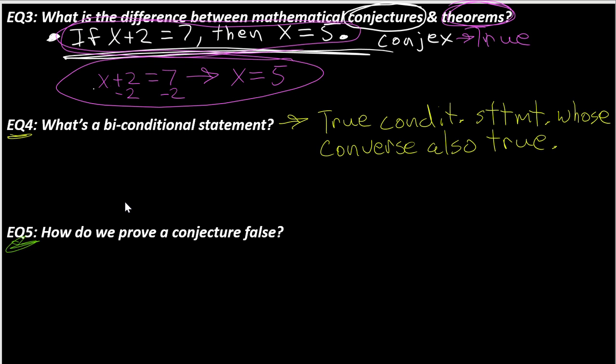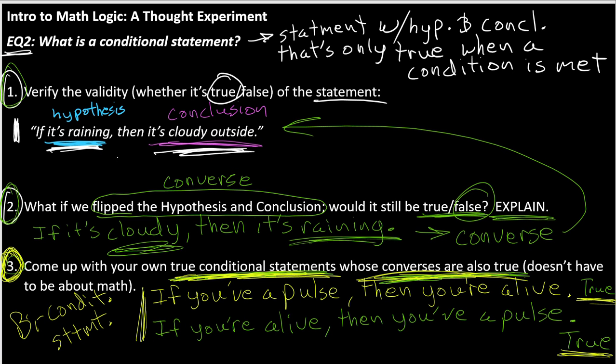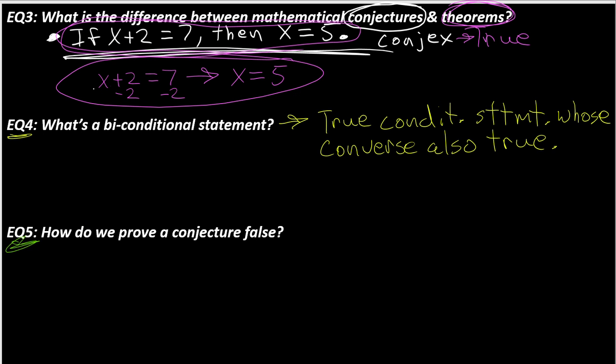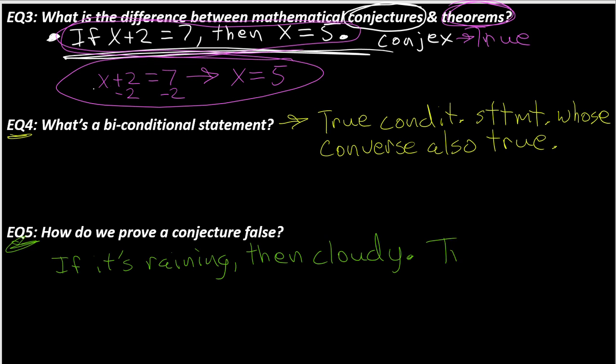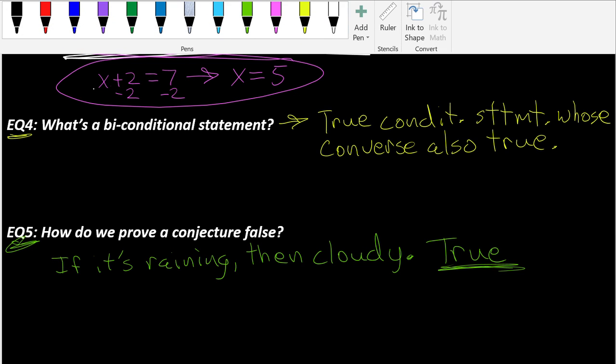All right, and our last EQ. How do we prove a conjecture false? Right? So let's go back to this guy right here. If it's raining, then it's cloudy outside. So if it's raining, then it's cloudy, right? And I'm not going to write the whole thing. Okay, and we saw that this is obviously true. It holds true, right?